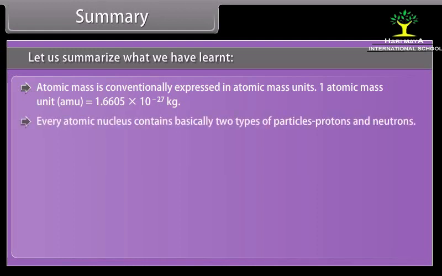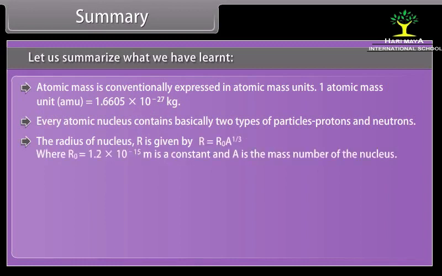Every atomic nucleus contains basically two types of particles, protons and neutrons. The radius of nucleus R is given by R = R0 A^(1/3), where R0 is equal to 1.2 x 10^-15 m, a constant, and A is the mass number of the nucleus.